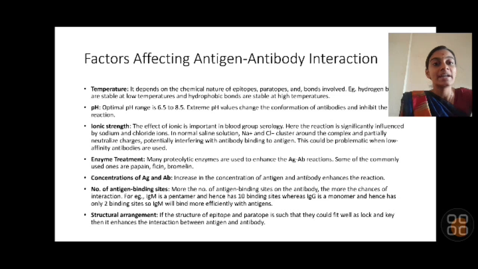Temperature depends on the chemical nature of the epitope, paratopes and bonds involved. That is, hydrogen bonds are more stable at low temperature, whereas hydrophobic bonds are stable at higher temperature. For pH, the optimal pH for an antigen antibody interaction is seen to be in the 6.5 to 8.5 range, and extreme pH value changes will change the conformation of the antibodies and inhibit the reactions.